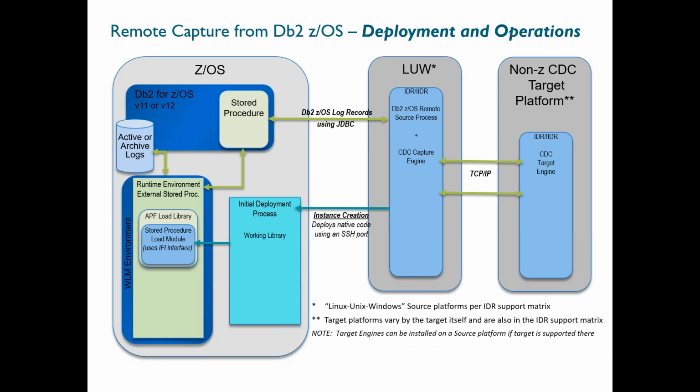But the only thing that's actually happening on ZOS is that the LUW piece sitting in the middle is invoking a stored procedure on System Z to go ahead and read the log. It's actually doing the log reading remotely via the stored procedure, co-resident on ZOS, sending that data back to the Linux platform, and then on down the pipe.